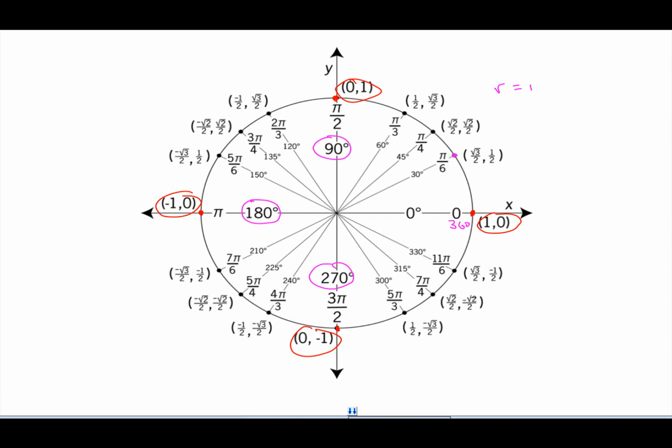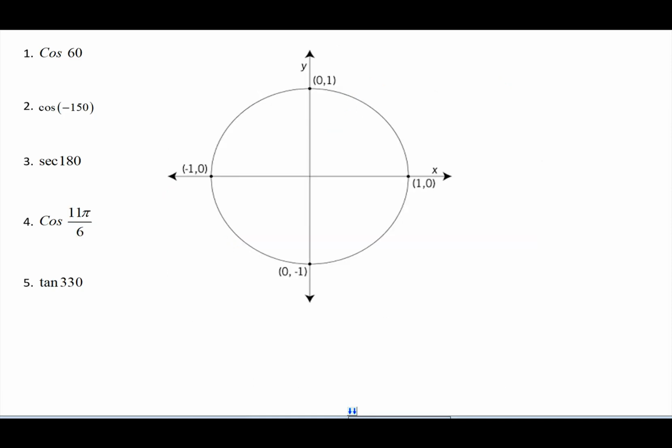So let's do some examples so you understand what we're going to do. I'm going to do number 1 right now. We need to find the cosine of 60 degrees. What you're going to do first is sketch 60 degrees. Remember, this is 90 degrees right here, so 60 degrees is going to be about right here. That looks like about 60 degrees. So I've just sketched a 60-degree angle right here.